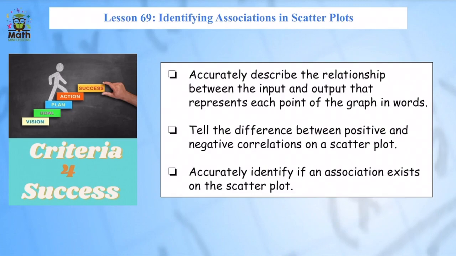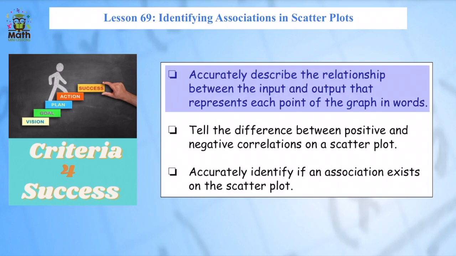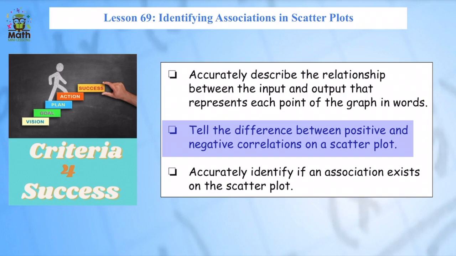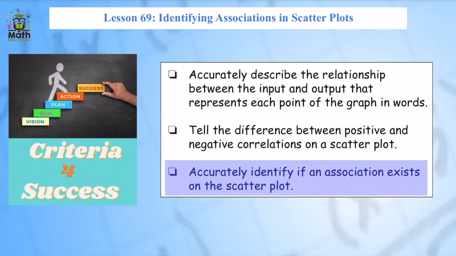Welcome back, Math Marbles. And in this lesson, we're going to start looking at scatter plots and specifically identifying associations. So we're going to talk about how to accurately describe the relationship between our X and Y values, or our inputs and outputs. We're going to see how we tell the difference between a positive and negative correlation, and how we identify if any association exists on a scatter plot.